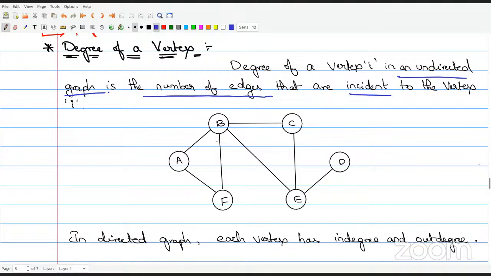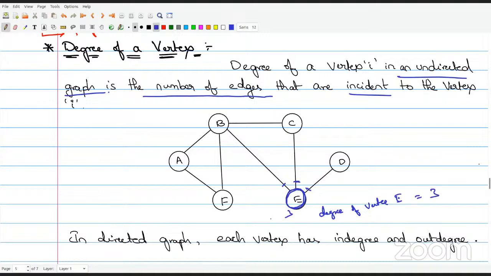Let us try to compute for E. Let me take an example. If I look at vertex E, how many edges are connected to vertex E? 3. D, C and B. 3, sir. 1, 2, 3. So the degree of vertex E is 3.